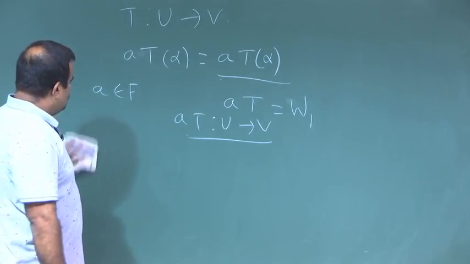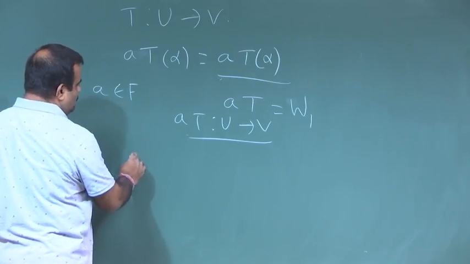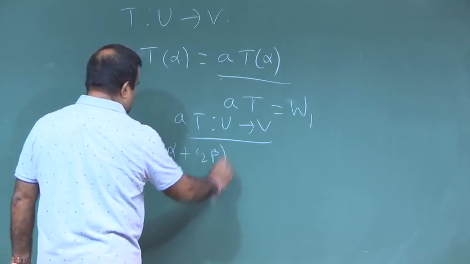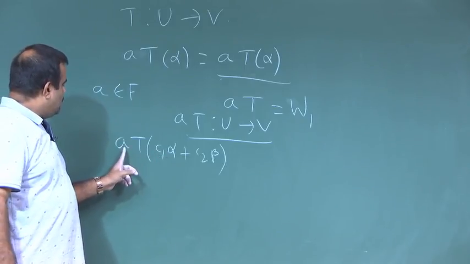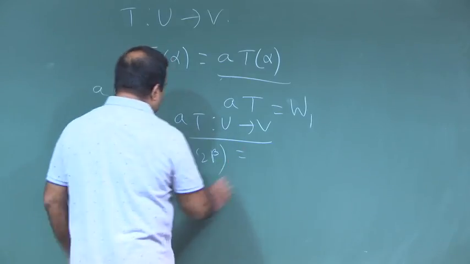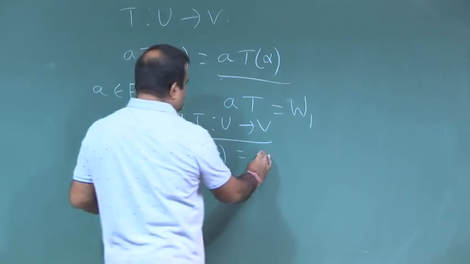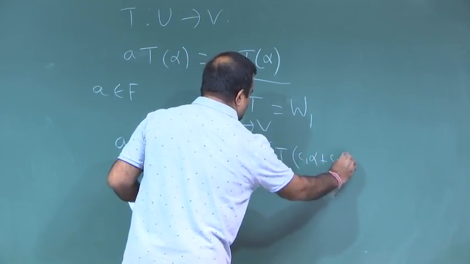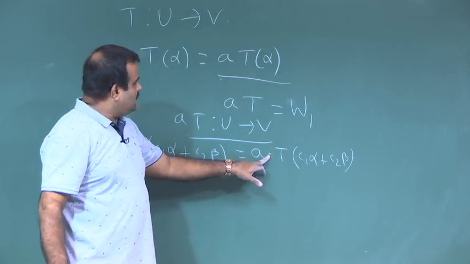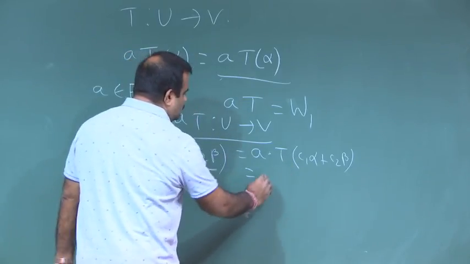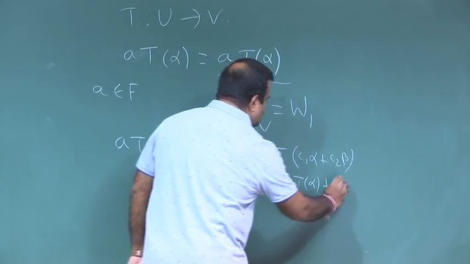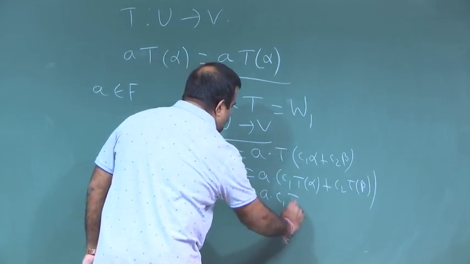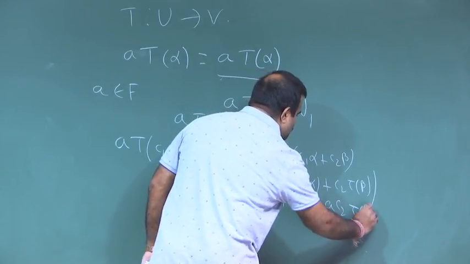So, for that what we need to take? Again we need to take aT of c1 alpha plus c2 beta, and we have to write it as c1 aT alpha plus c2 aT beta. How to write this? By definition, this is a times T of c1 alpha plus c2 beta. This is the scalar multiplication in V. Now, T is linear, so this is a times c1 T alpha plus c2 T beta. Now, we can write this as a c1 T alpha plus a c2 T beta.